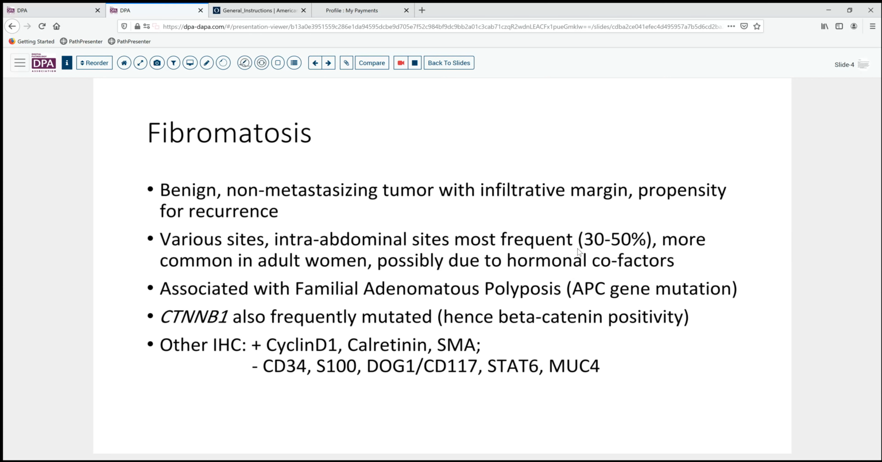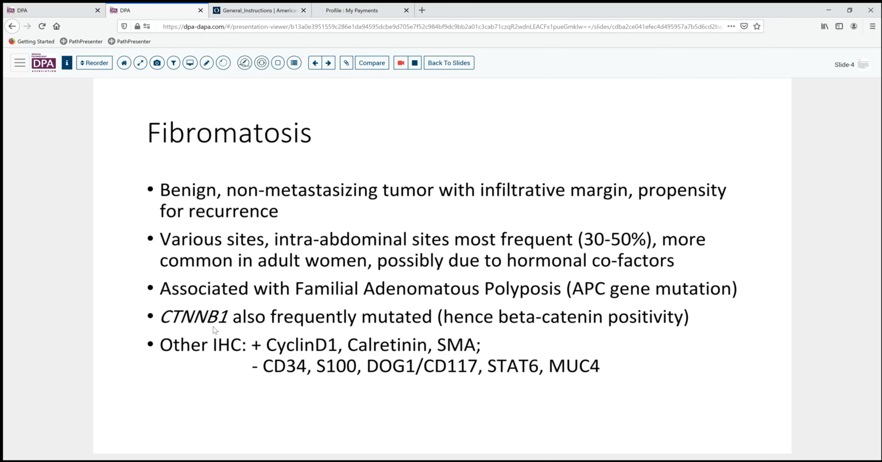Intra-abdominal sites are among the most frequent locations, but other locations, including involving the bowel, chest wall, and extremities, are also seen. Typically, this is somewhat more common in adult women in the reproductive age group, but beyond that, it can occur in any age group as well. Importantly, this is associated with familial adenomatous polyposis syndrome, and the commonality here is usually the APC gene mutation. So even in sporadic cases, APC gene may be mutated, but certainly in patients who carry that mutation, their risk of fibromatosis is much, much higher.